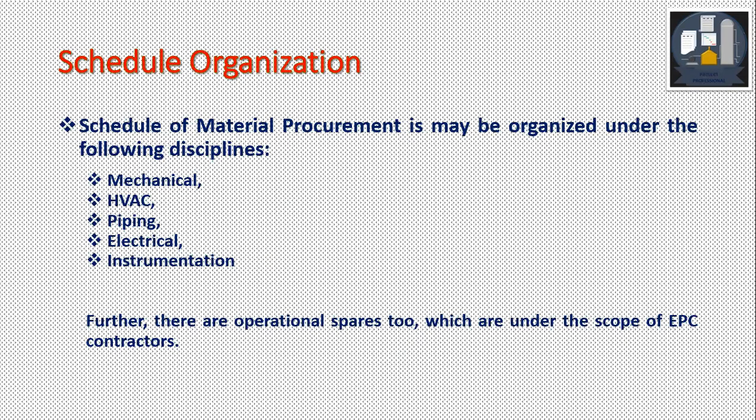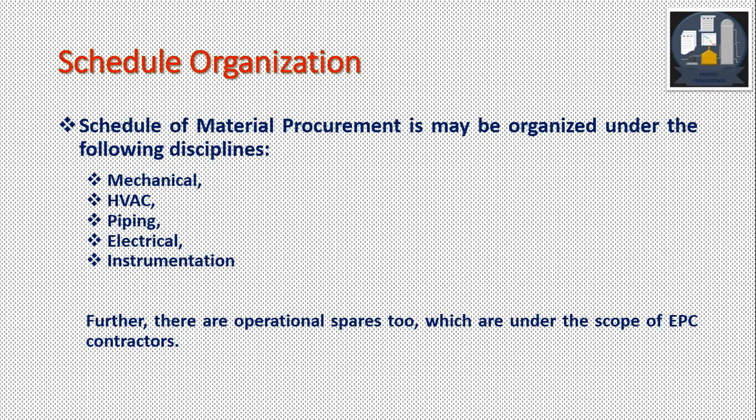How is the schedule organized? That is schedule organization. The schedule of material procurement may be organized under the following disciplines like mechanical, HVAC, piping, electrical, instrumentation. This is just an example. So under the mechanical, we have all the mechanical equipment or the material which has to be bought. HVAC, that is heat ventilation and air conditioning, all those related to HVAC.